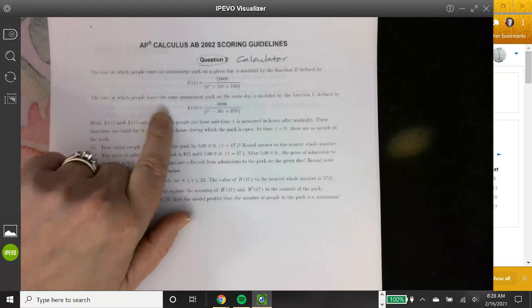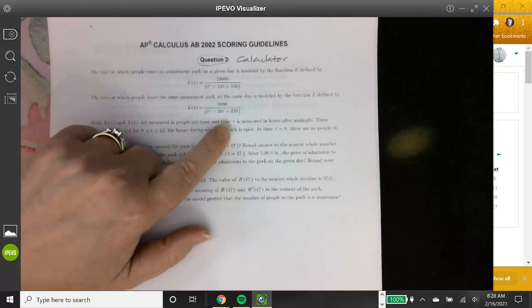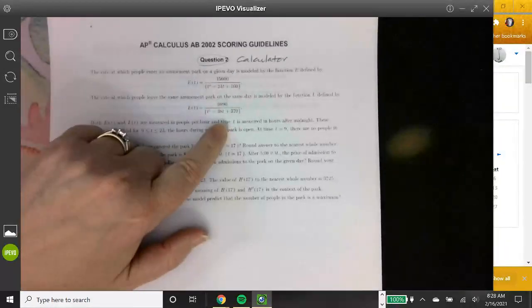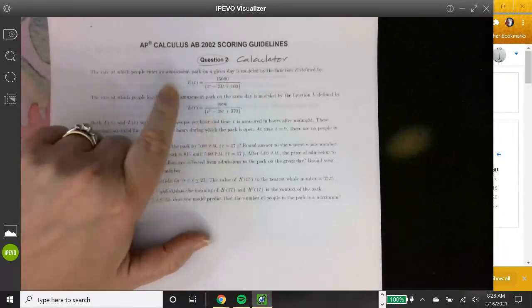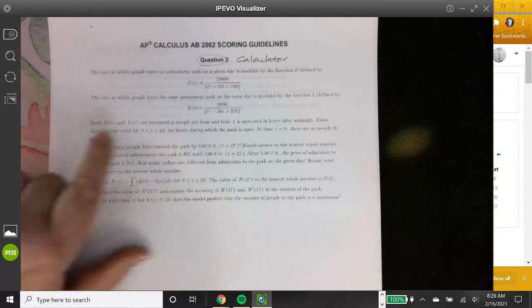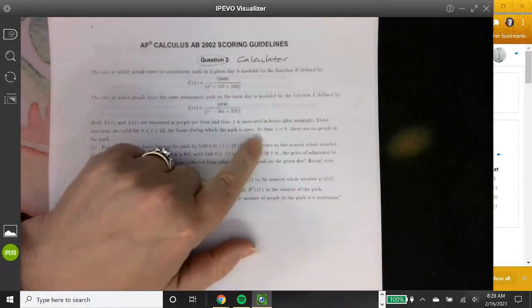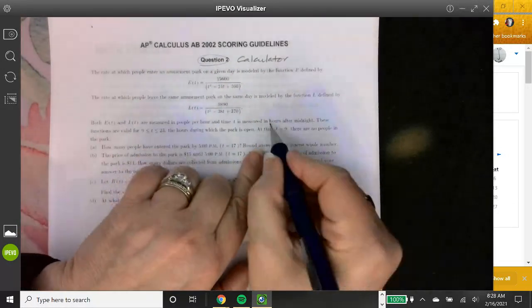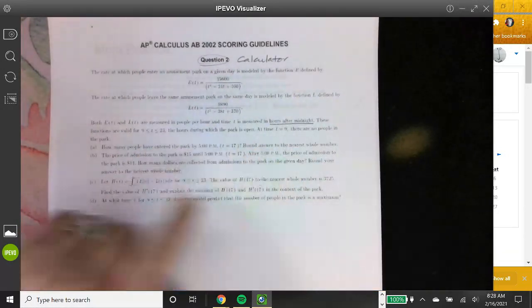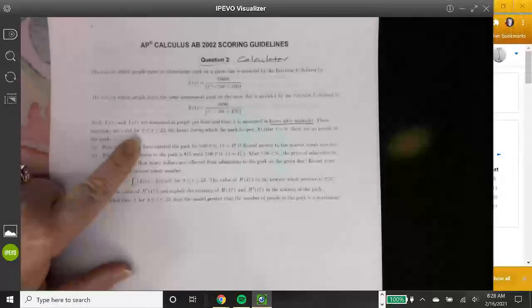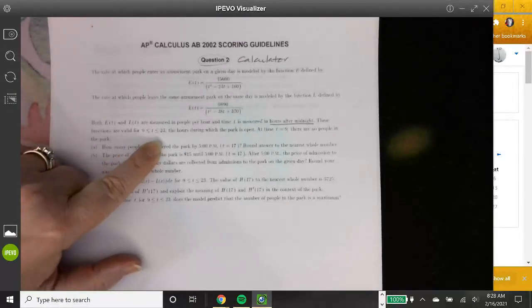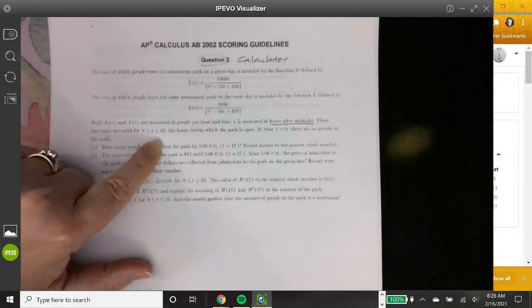And the rate at which people leave the amusement park on the same day is L of t. Well, they gave us this is another rate. This is the rate they're entering and the rate they're leaving. Both E of t and L of t are measured in people per hour, and time t is measured in hours after midnight. These functions are valid for time between 9 and 23 hours, the hours in which the park is open.